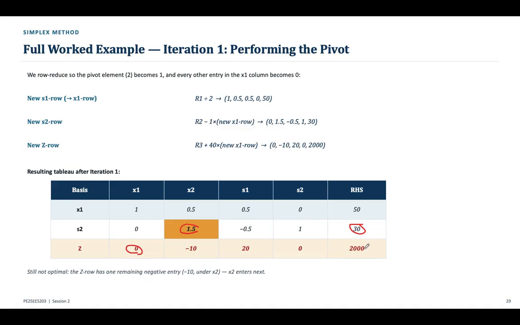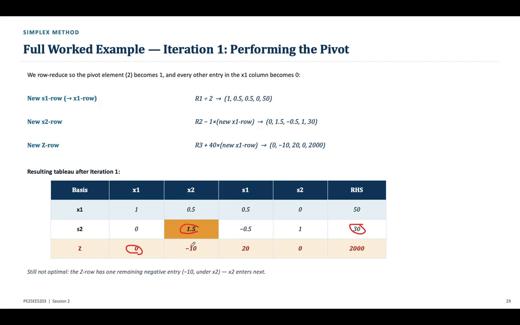So our new tableau is ready now with the x1 row having 1, 0.5 and 0, 50. The x2 row is 0, 1.5, minus 0.5, 1, 30, and the objective row is 0, minus 10, 20, 0, and RHS is 2000. So now we stop and interpret the results. Our current basic solution is x1 is 50, x2 is 0 and s2 is 30. The objective is 2000. I'm just talking about this column now, right? This matches our graphical corner 50 comma 0 if you go back and have a look, but we are not optimal because the z row still contains one negative number, that is minus 10.